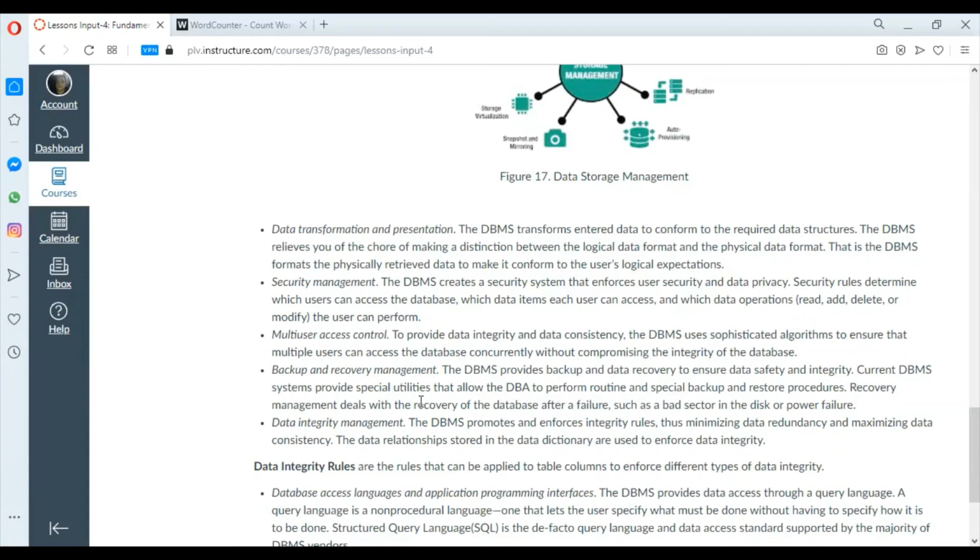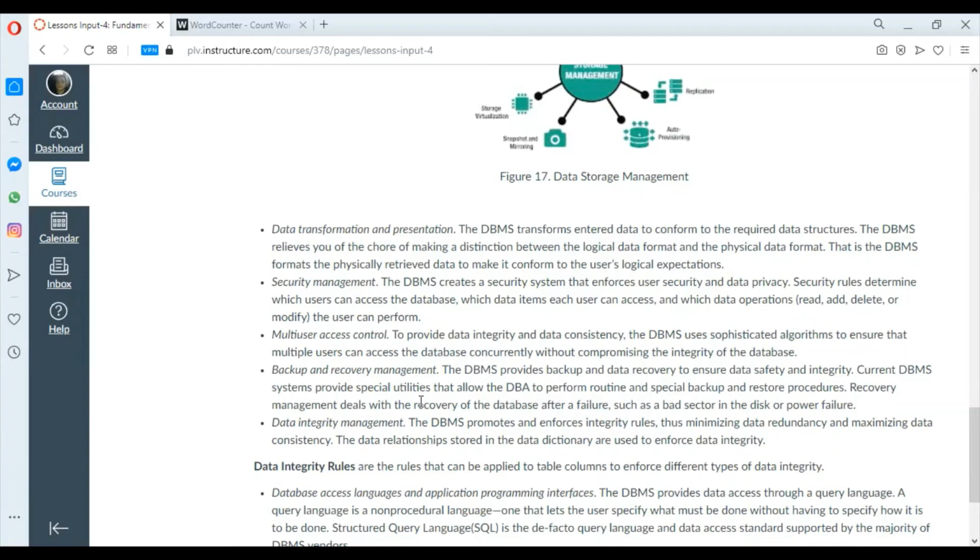It also creates a security system enforcing user security and data privacy. Security rules determine which users can access the database, which data items each user can access, and which data operations they can perform. So we can actually limit a particular user to, for example, read access only. Okay, we can do that inside our DBMS.